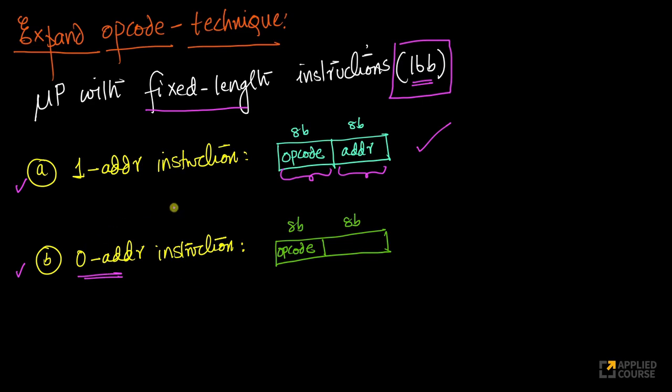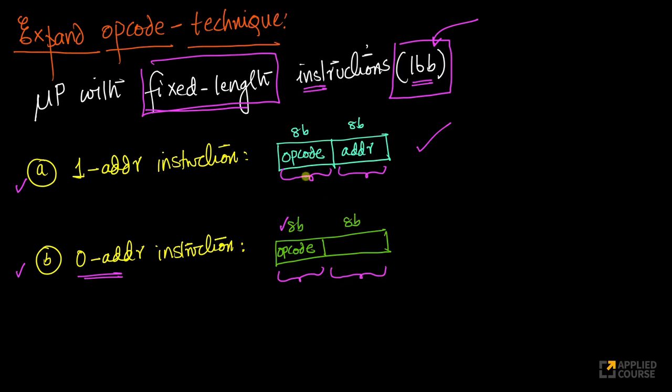In the 0 address instruction, the opcode is only 8 bits. But what about the second 8 bits? Because my microprocessor has fixed length instructions of 16 bits. So the first 8 bits are the opcode, just like in your 1 address instruction. So this is cool. What about the second 8 bits?